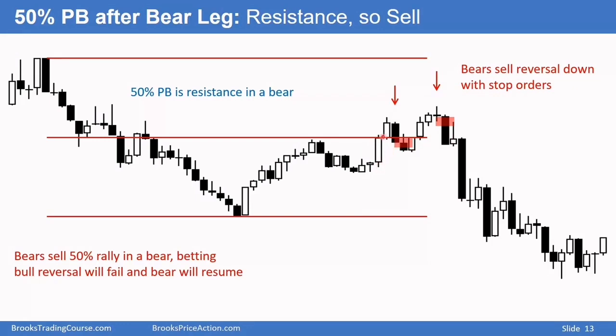Some bears will say, well, wait a minute. These are two good bull bars. I'll wait for a second entry sell. And then they'll take it here. It's also a wedge. 1, 2, 3. Some bears sell with stop orders on reversals down. Others sell with limit orders, with a stop above the top of the most recent lower high, which in this case is the top of the bear trend.